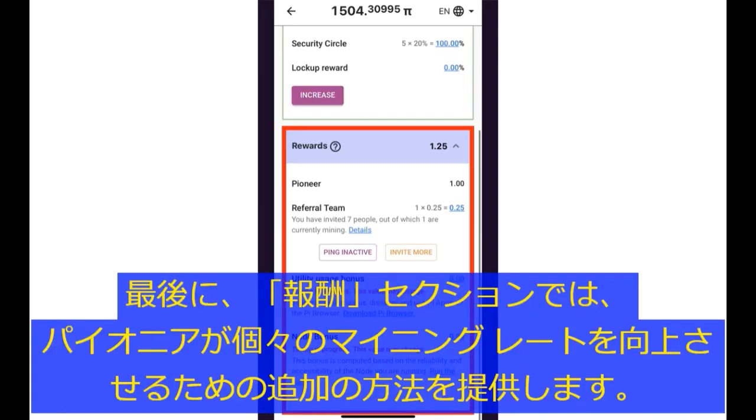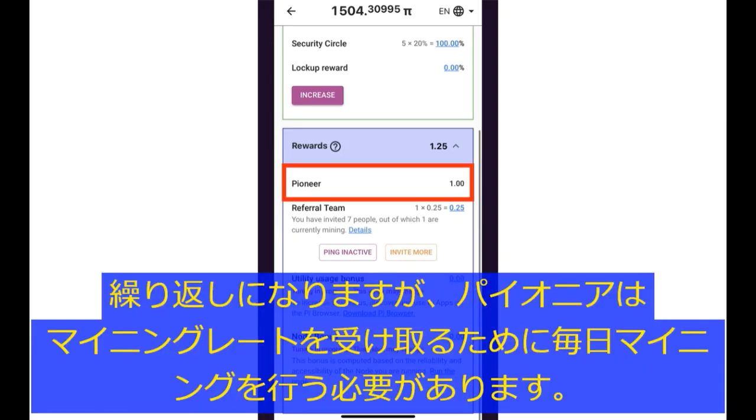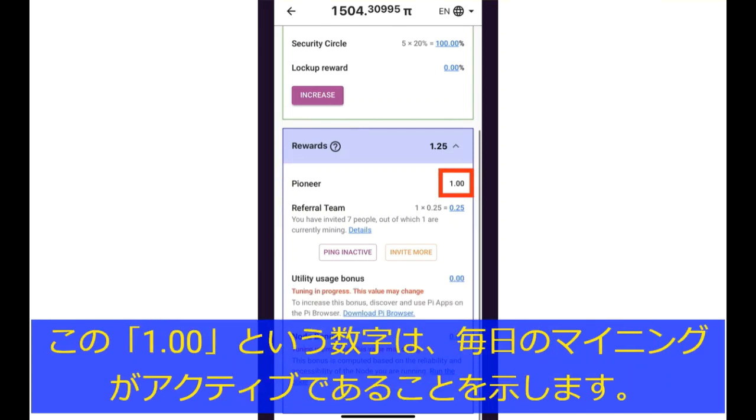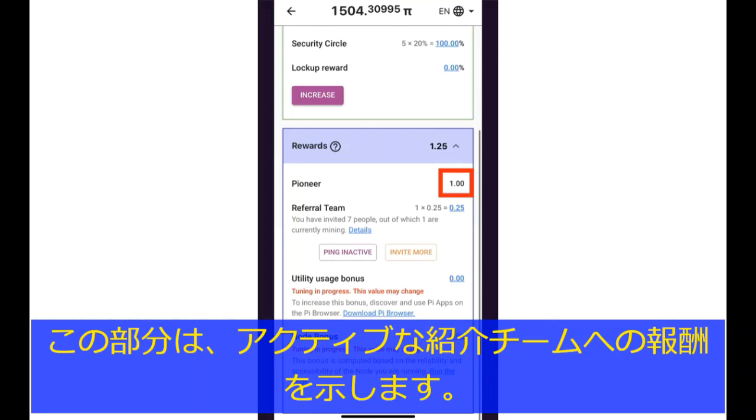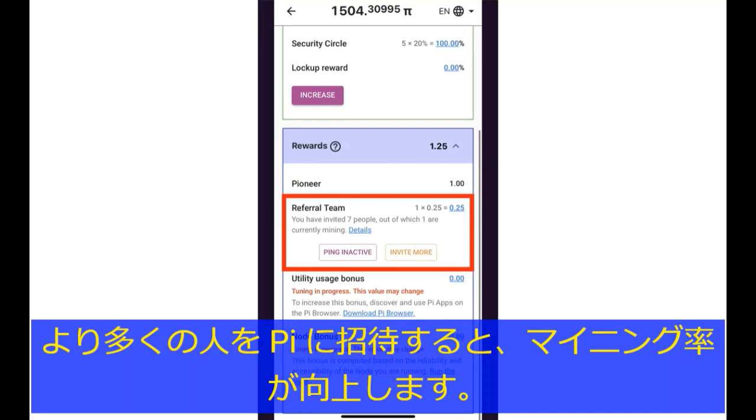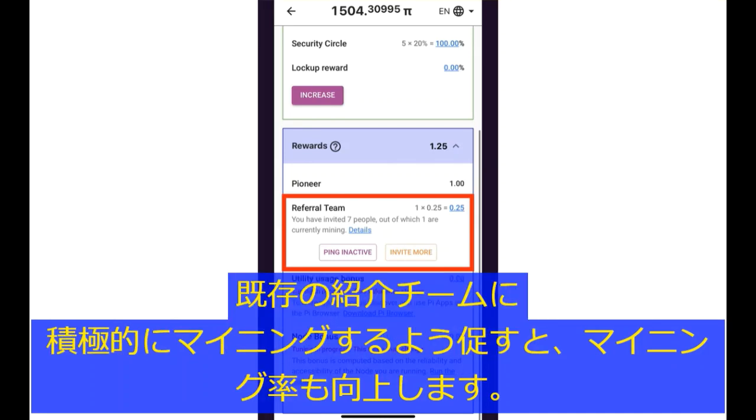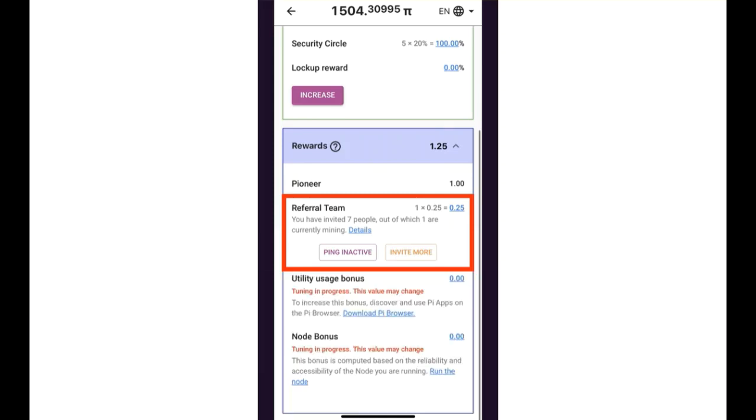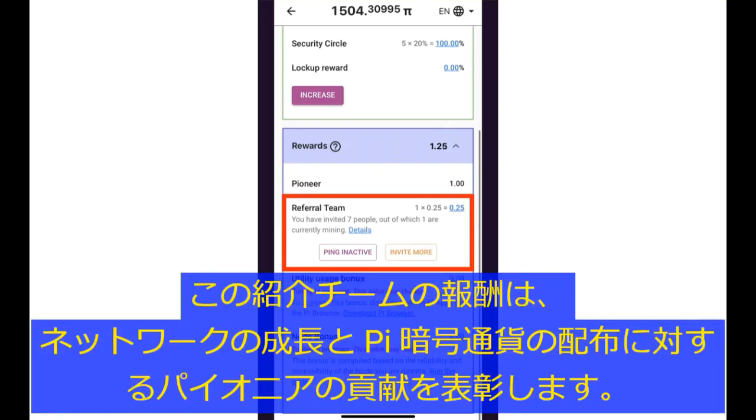Finally, the reward section offers additional ways the pioneers can increase their individual mining rates. Again, pioneers must be mining daily in order to receive any mining rate at all. This 1.0 figure indicates active daily mining. This part indicates rewards for your active referral team. Inviting more people to join Pi increases your mining rate. Reminding your existing referral team to actively mine also increases your mining rate. This referral team reward recognizes pioneers' contribution to the growth of the network and the distribution of the Pi cryptocurrency.